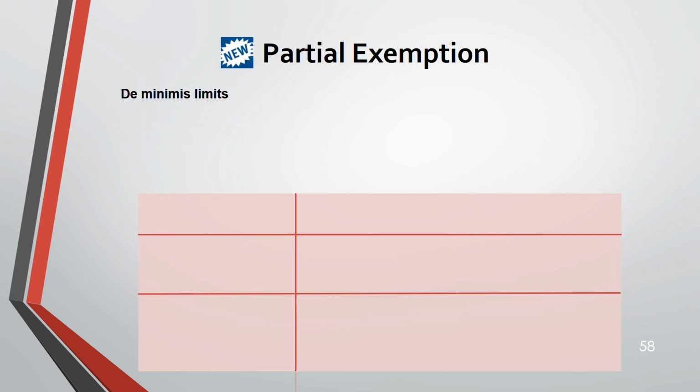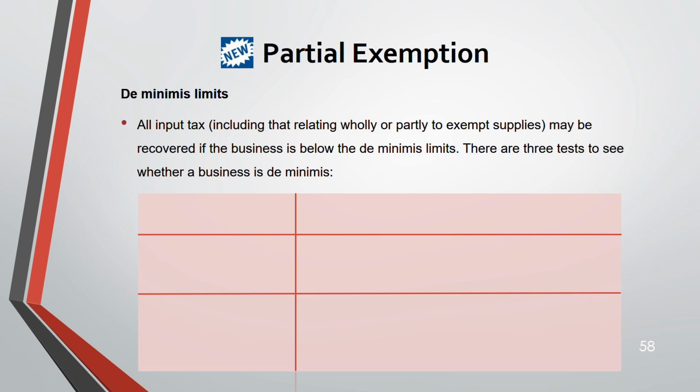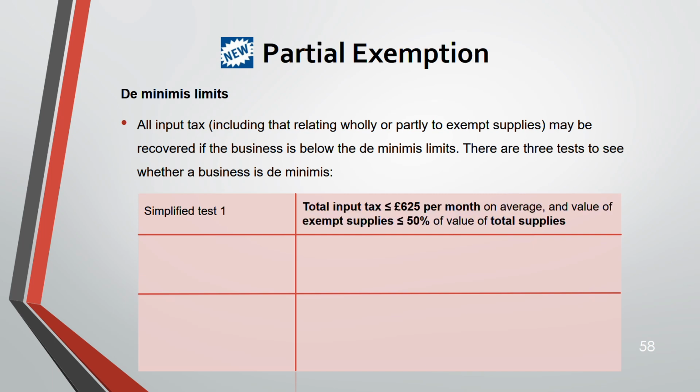De minimis limit. This is where you are going to be tested, the calculation part. All input tax, including that relating wholly or partly to exempt supplies, may be recovered if the business is below the de minimis limit. There are 3 tests to see whether the business is de minimis: simplified test 1, simplified test 2, and the normal de minimis limit. For simplified test 1, you have to remember this figure and you have to remember the test. Total input tax is less than or equal to 625 per month.